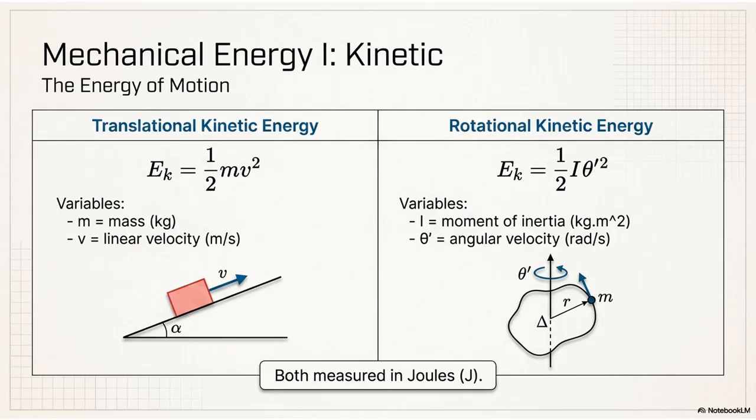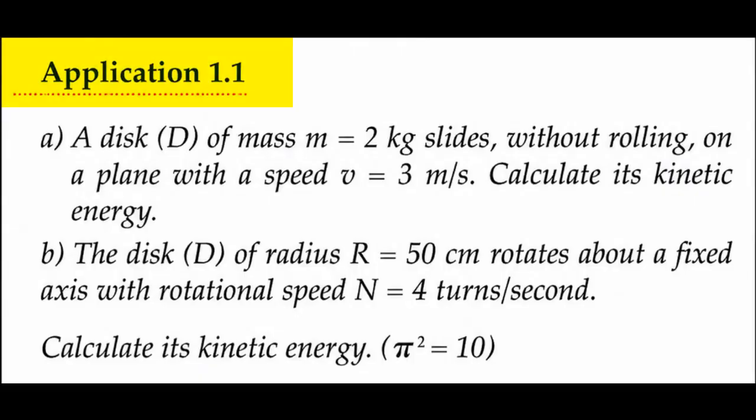However, if it's a solid rotating about a fixed axis, like a turbine, it has rotational kinetic energy expressed as Ek equals half I theta prime squared, where I is the moment of inertia. We can solve this application to memorize and understand the concept and the formula of kinetic energy.